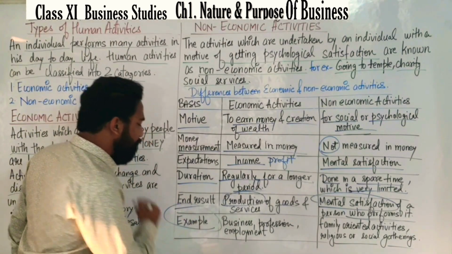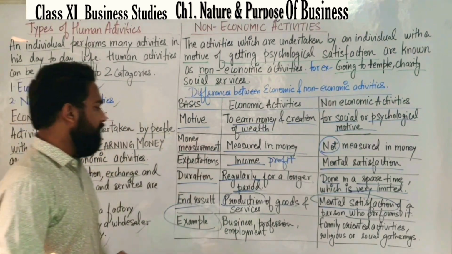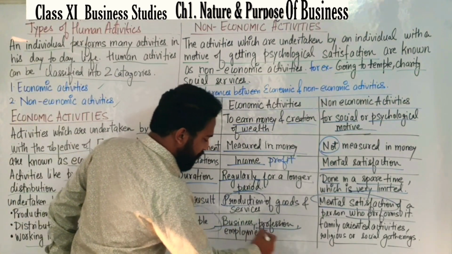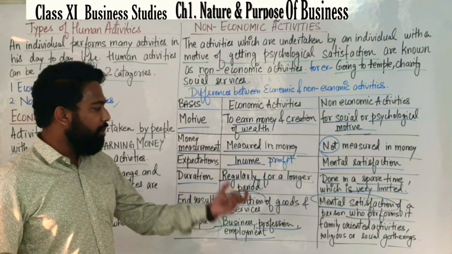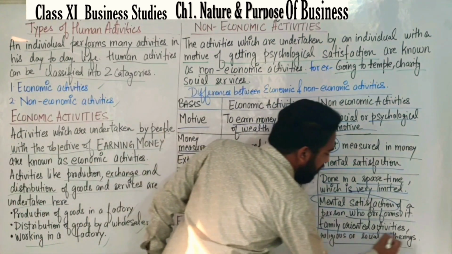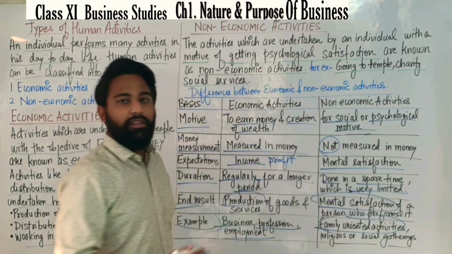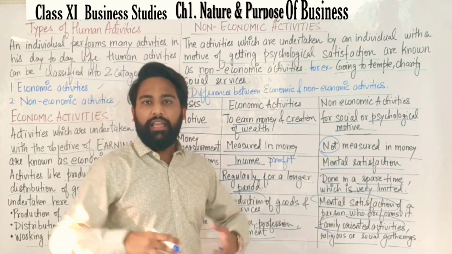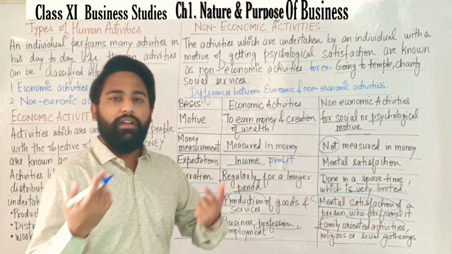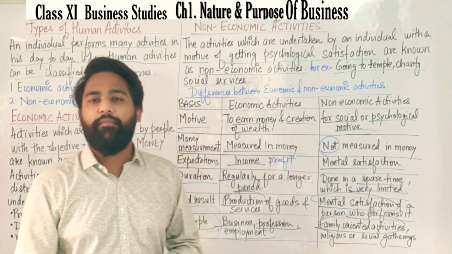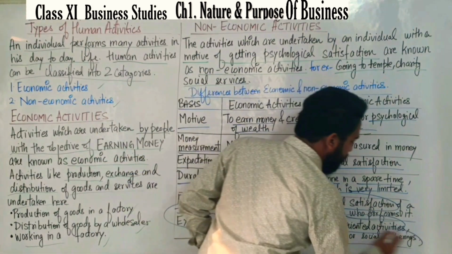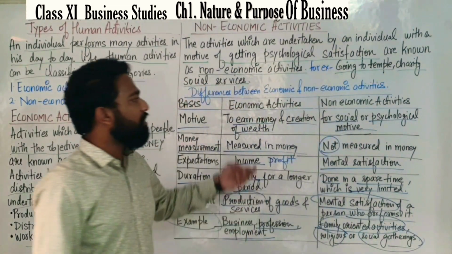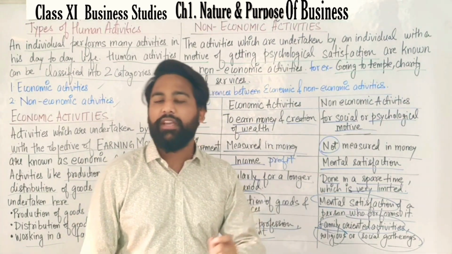Now, what are the examples of economic activities? Business, profession, employment. And what are the examples of non-economic activities? The family-oriented activities. We gather in our meetings, with our religious meetings, with our family, with our people, and the religious or social gatherings. These all things come under the non-economic activities.